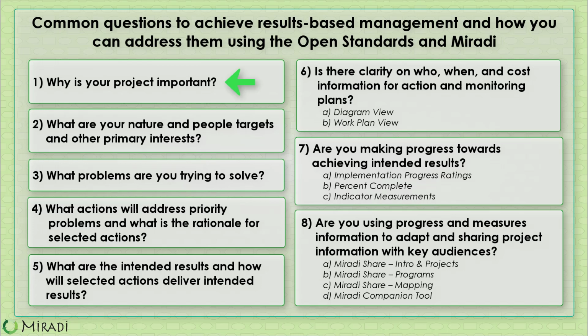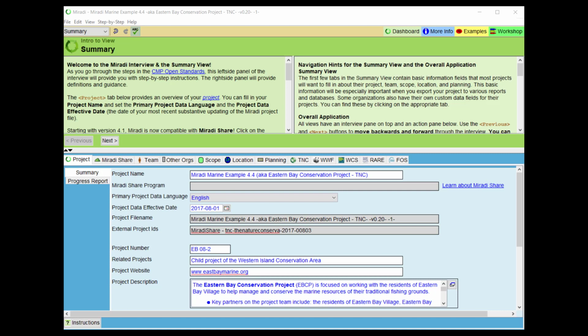Okay, I'm going to cover the first of these questions. Why is this project important? There's great value in having a short, compelling description that describes why the project is important. Within Marathi, the project description field offers a place to capture this short description. I've opened up the Marathi desktop software program, and we're looking at the marine example that comes shipped with Marathi. We're on the summary view right now, and I'm on the project tab.